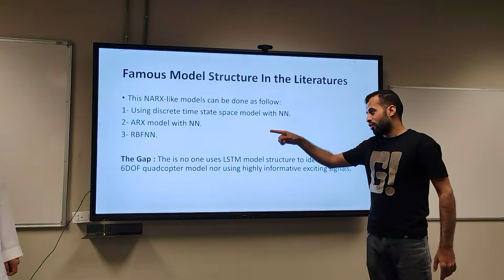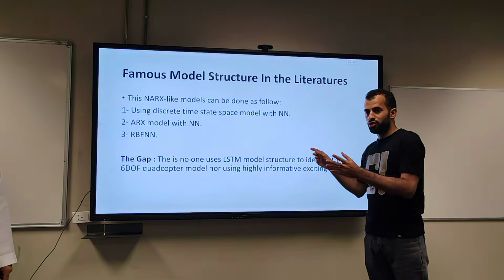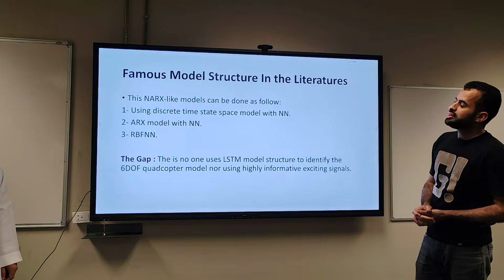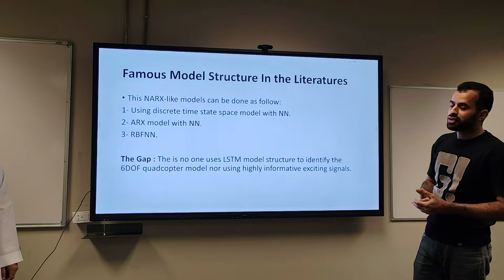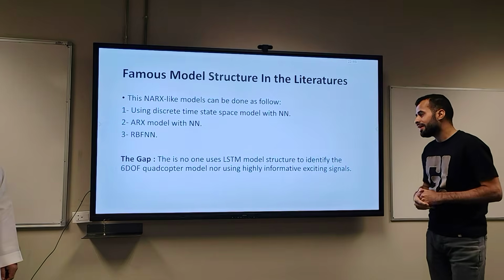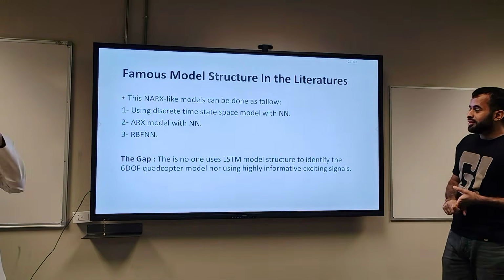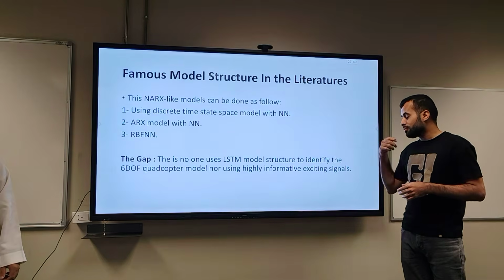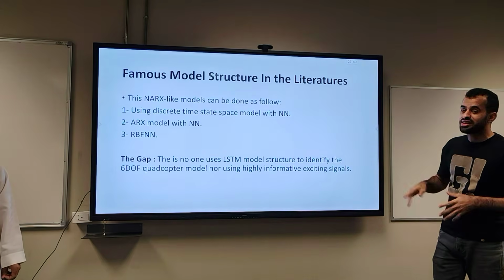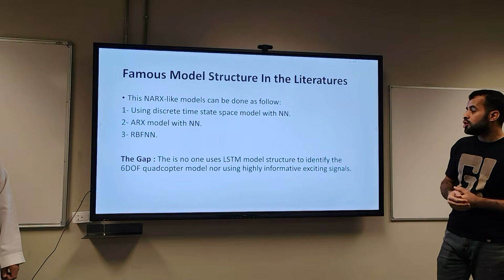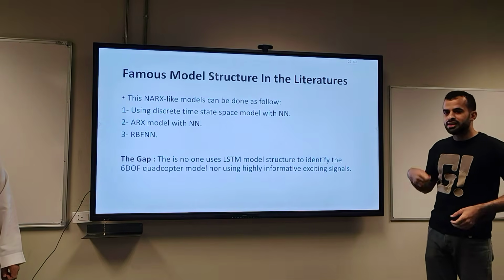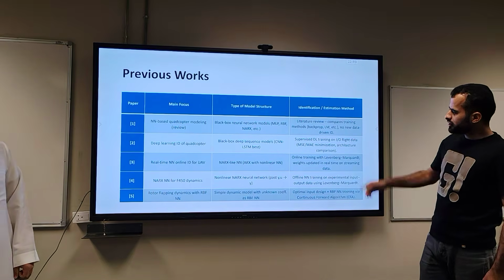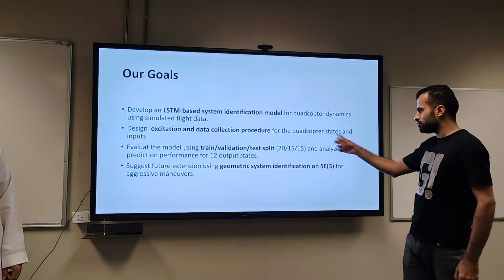Other methods used autoregressive models with a neural network. The third method is using a radial basis function neural network. The gap that we found is that no one uses a long short-term memory structure to identify the six degree of freedom quadcopter, nor uses highly informative exciting signals. These are some of the literature we have.